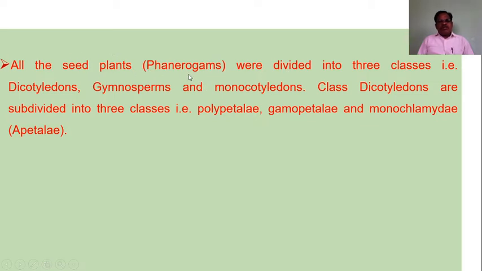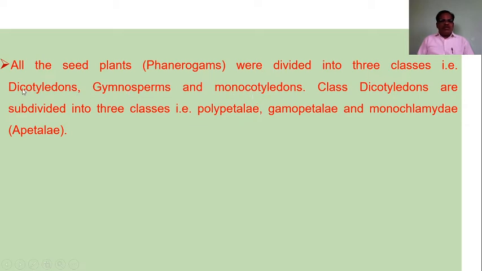So first of all, the plant kingdom is divided on the basis of the presence or absence of the flower as cryptogams and phanerogams. One of them, with the presence of the flower, is the phanerogams, and these phanerogams, or the flowering plants, flower bearing plants or the seed bearing plants, are divided into 3 main classes. Which are these 3 main classes? On one hand, the dicotyledons, the gymnosperm and the monocotyledons.